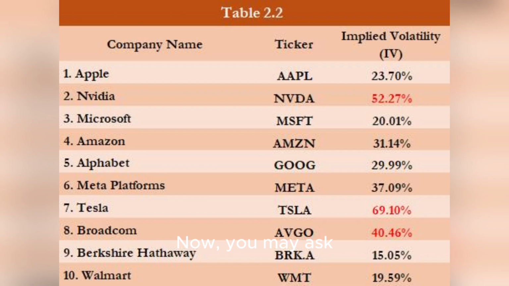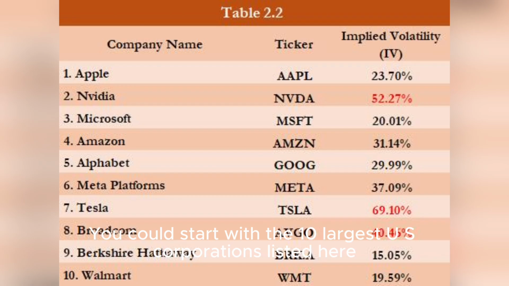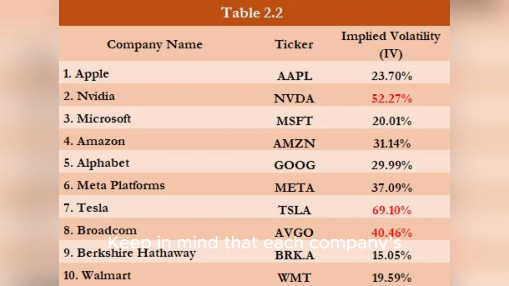Now you may ask, where do I find these stocks with at least 40% implied volatility? You could start with the 10 largest U.S. corporations listed here. Keep in mind that each company's implied volatility could change every day.